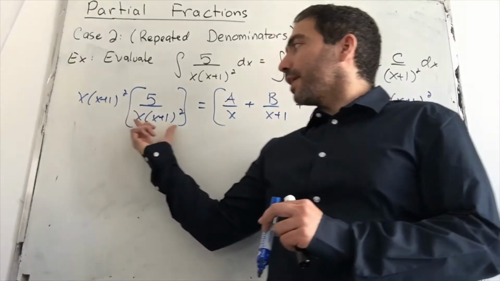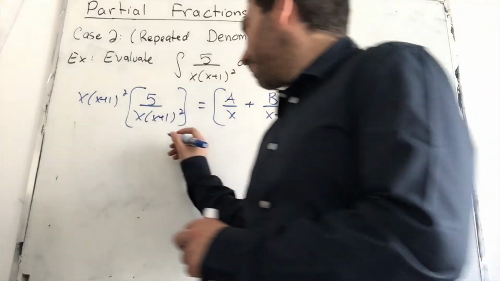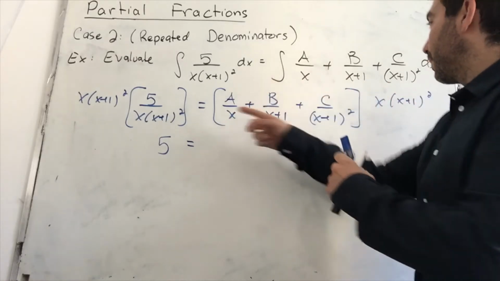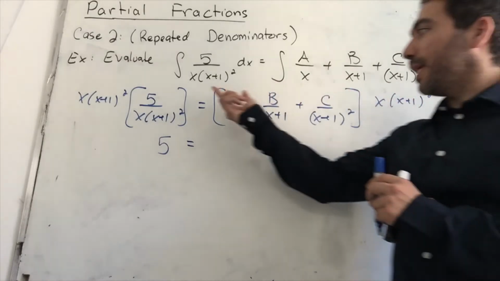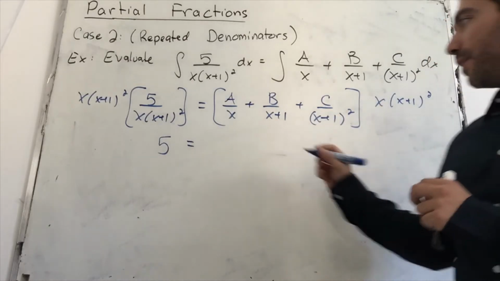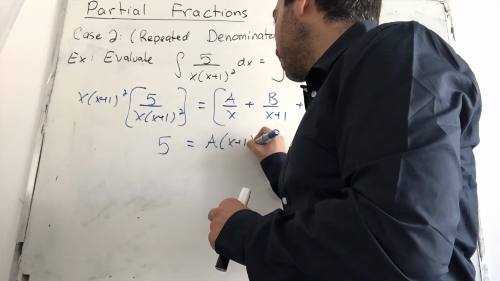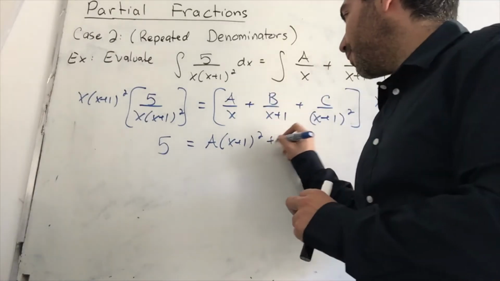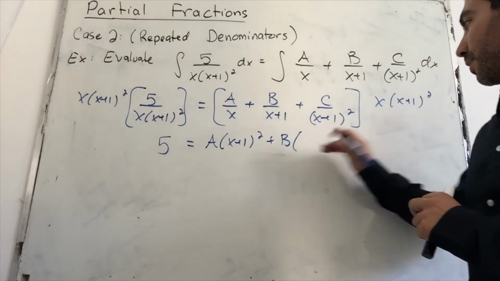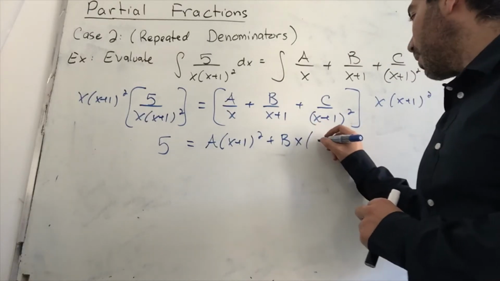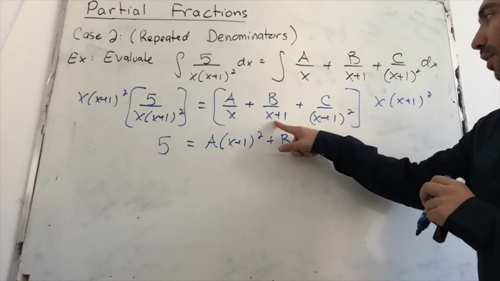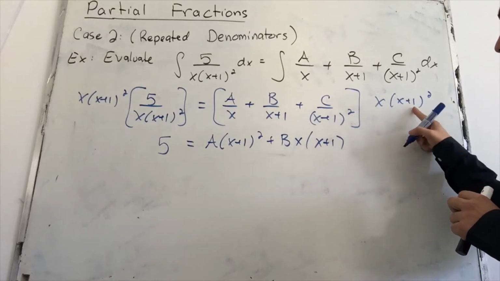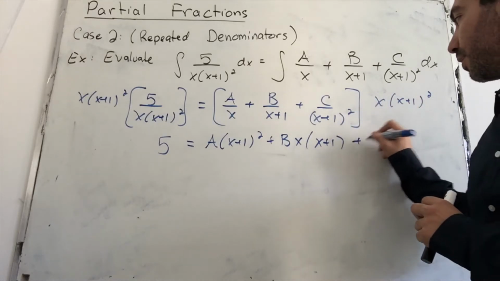notice that here this is going to cancel with this, leaving us with just 5 on the left hand side. And on the right hand side, we're going to distribute this to each term. So we have x times x plus 1 squared times a over x. The x's are going to cancel, leaving us with a times x plus 1 squared. X times x plus 1 squared times b, well, there's an x plus 1 here. We have b times x times 1 of the x plus 1s, because x plus 1 cancels with one of them since we have a square. And then lastly, c, x times x plus 1 squared. The x plus 1 squares cancel, leaving us with c times x.